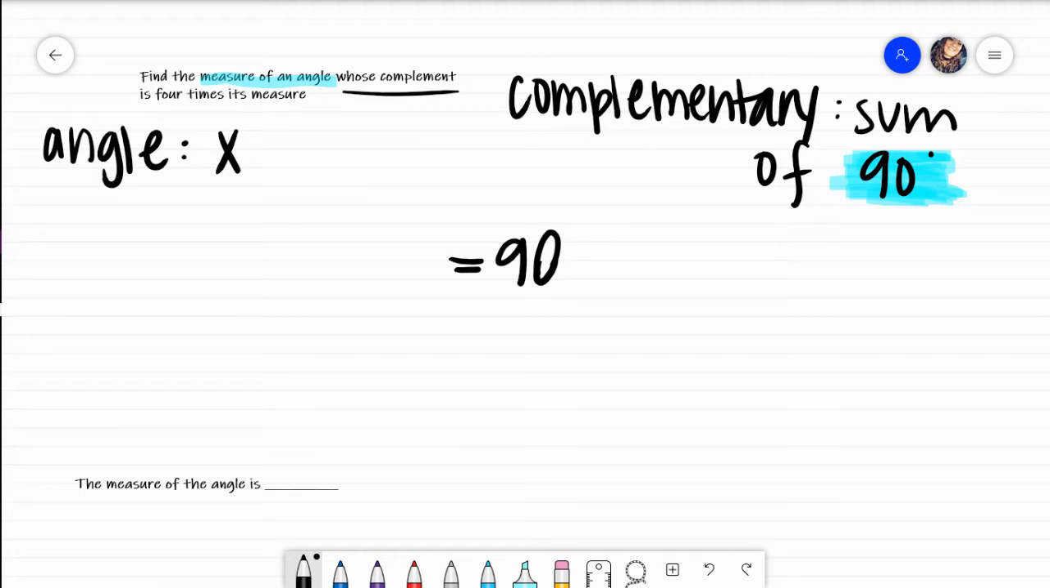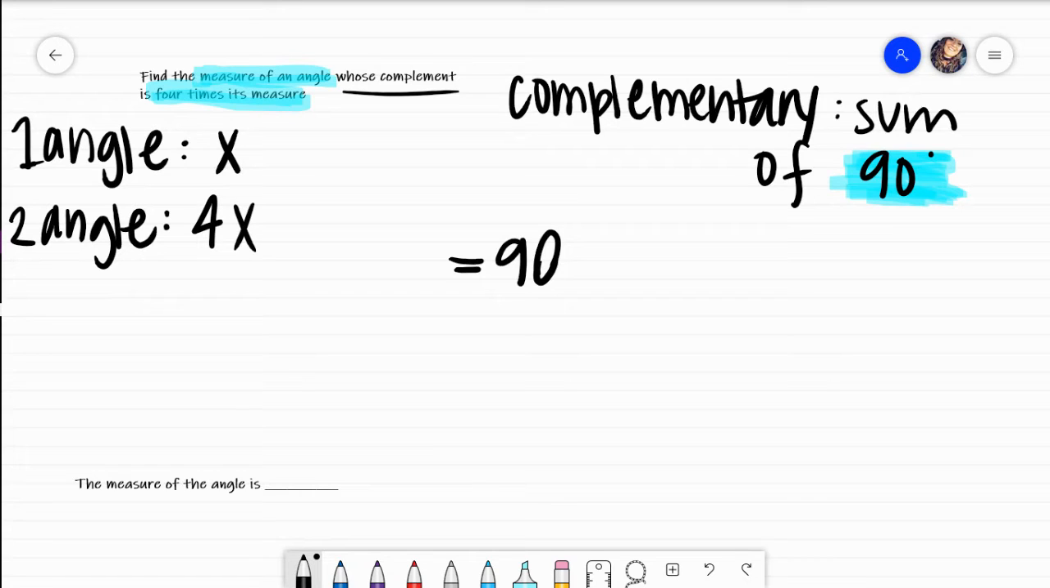And then it tells me, okay, so whose complement, right, is 4 times its measure. And what it means by its measure is that unknown angle that we have. So we have x for our unknown angle, and then our other angle. So this is like angle 1. This is angle 2. Our other angle, it tells me that it's 4 times its measure, 4 times the measure of the unknown angle.